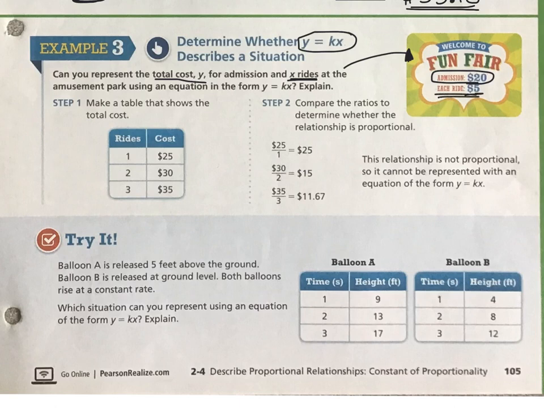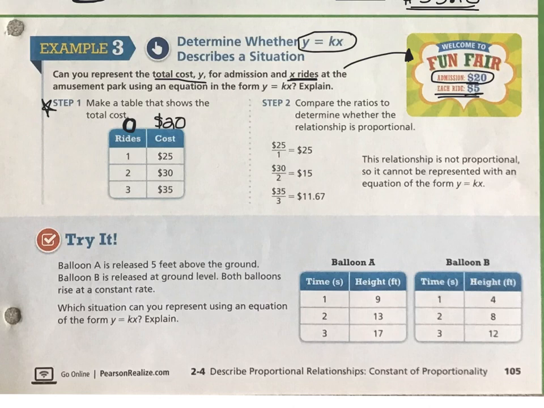So step 1 says, let's make a table to show the total cost that we would spend by going to the fun fair. If I go to the fun fair and I just get in the door, I have not taken any of the amusement park rides, so that's a 0, but I have had to pay admission of $20.